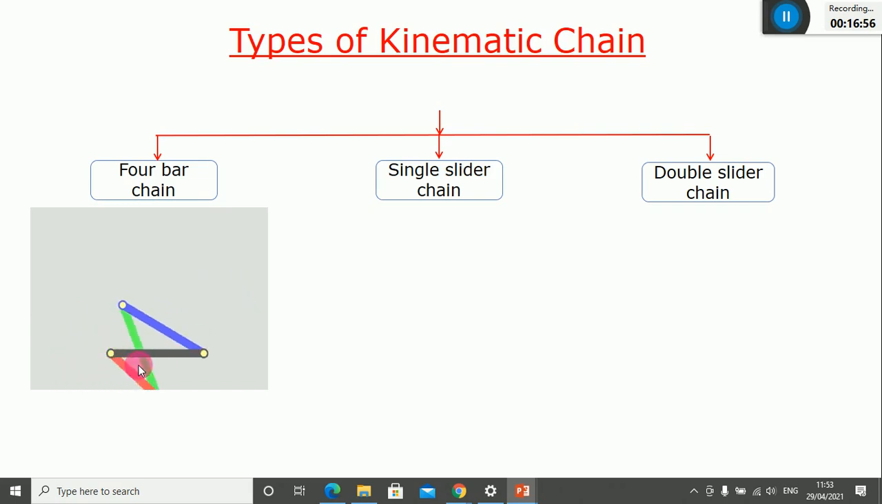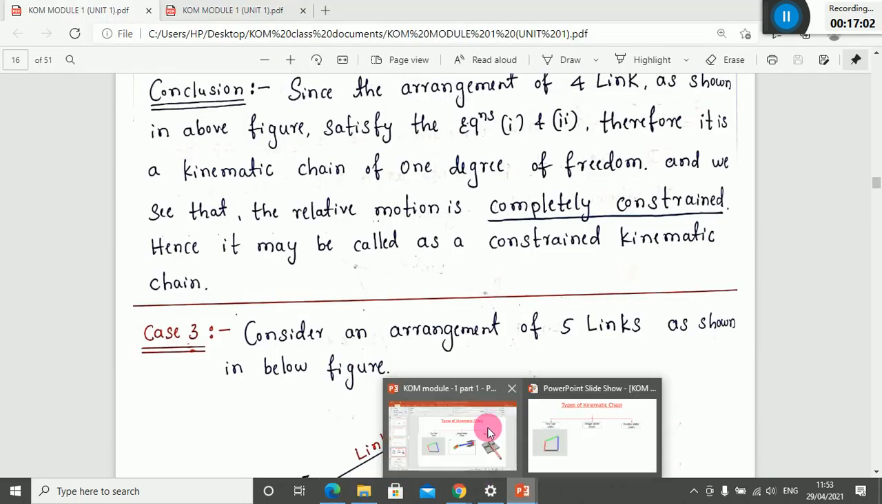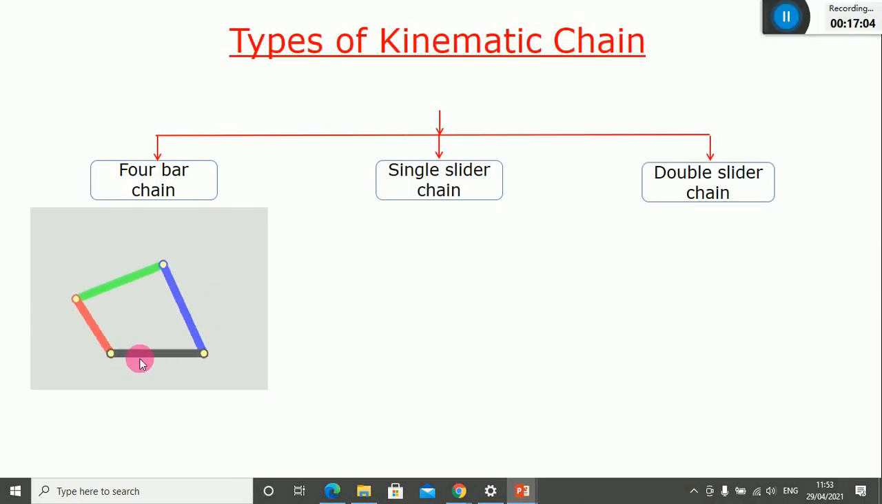And this black color one is a frame. It is a fixed one. And between this crank and this rocker, there is one more link, that is a green color. It is known as a coupler or connecting rod also, you can say. It is having a combination of linear as well as rotary motion. Means it is moving forward also, and it is having a rotary path also.